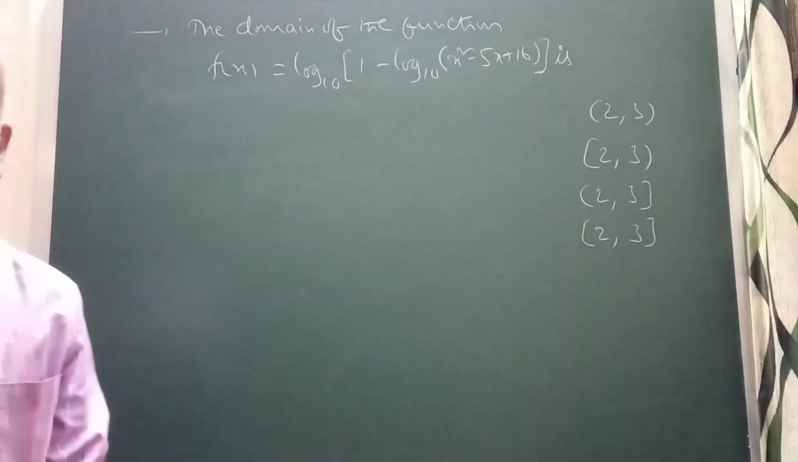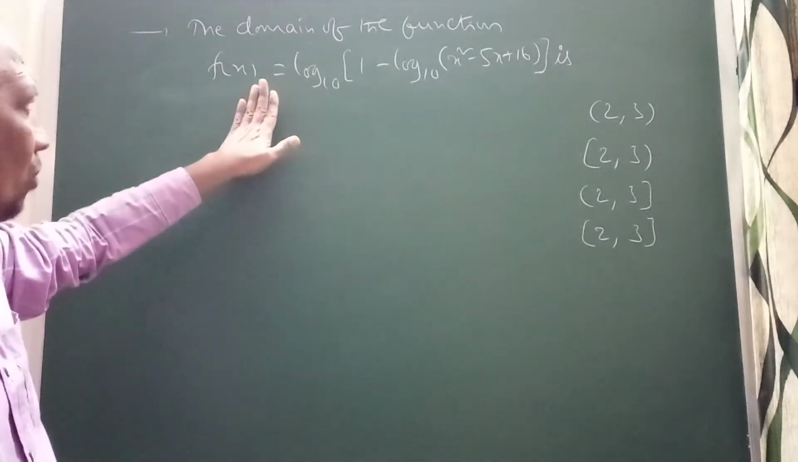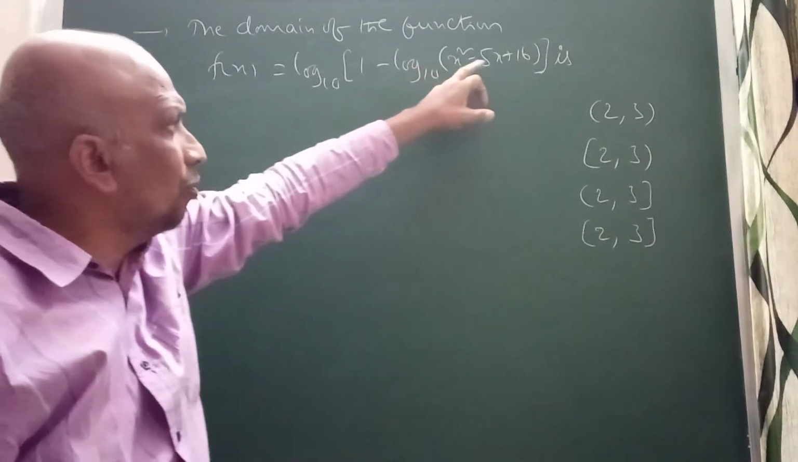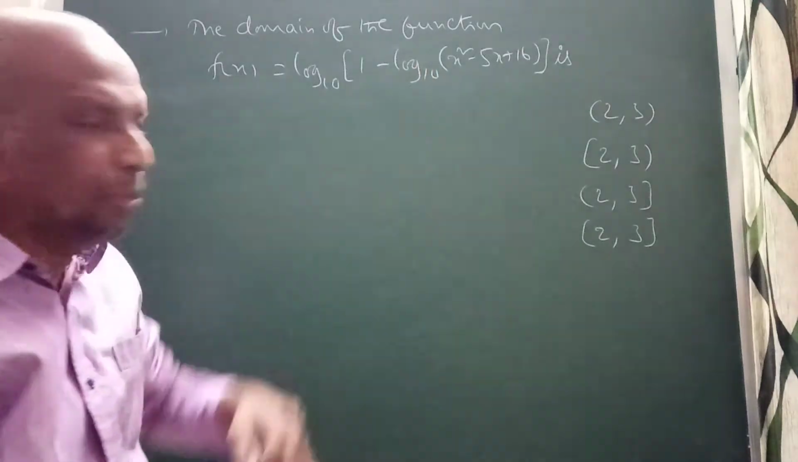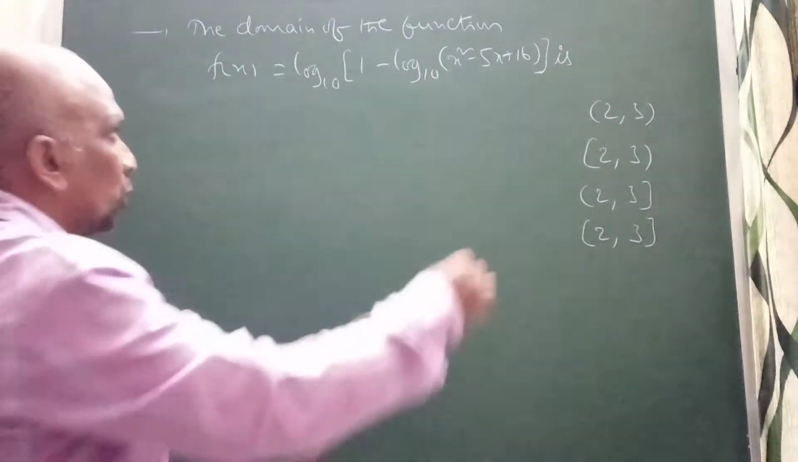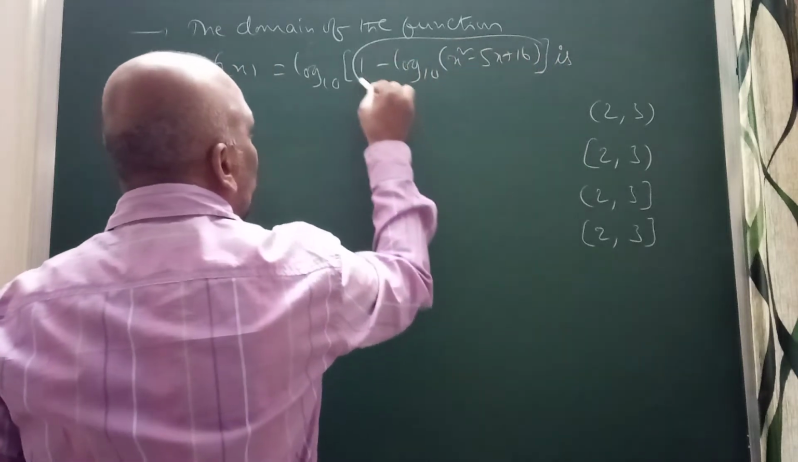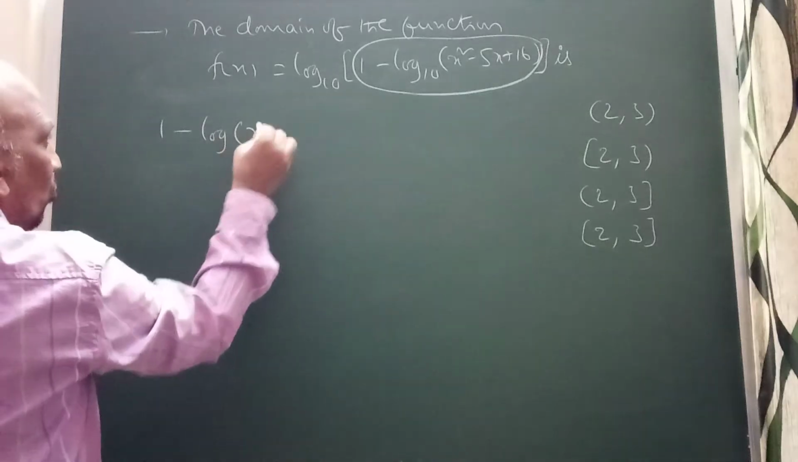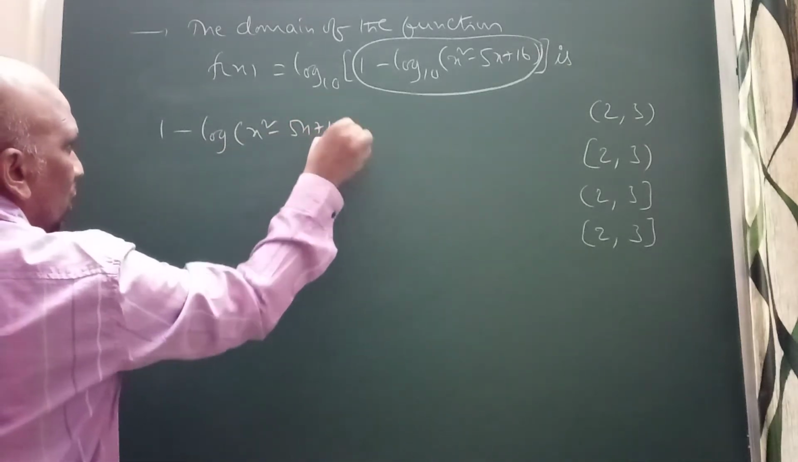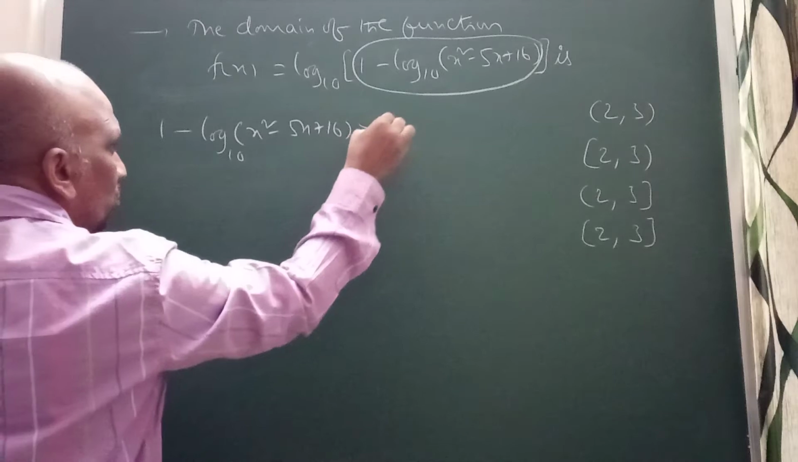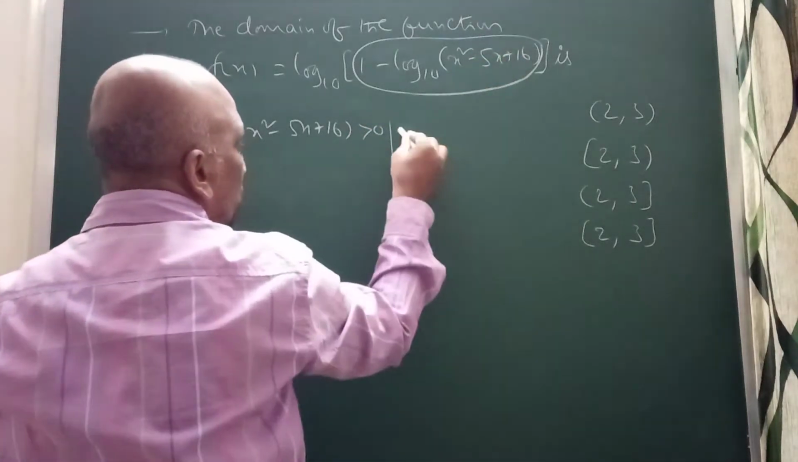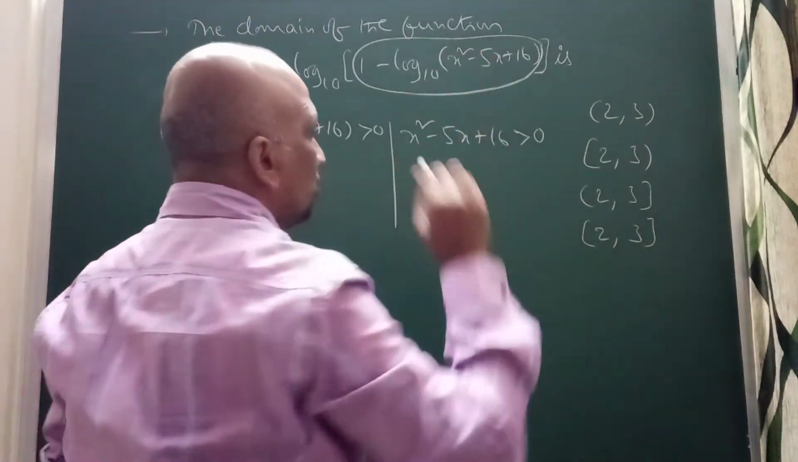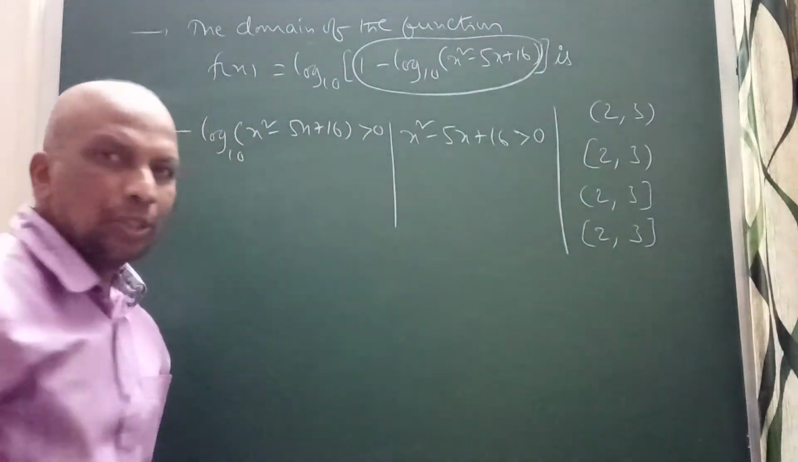Now in this problem you can see they are given again f(x) equals log base 10 of (1 minus log base 10 of (x square minus 5x plus 16)). To find the domain of this, first you can think this entire expression should be positive. Correct? I can write 1 minus log base 10 of (x square minus 5x plus 16) should be positive. At the same time, x square minus 5x plus 16 should be positive. Correct? That should be positive.